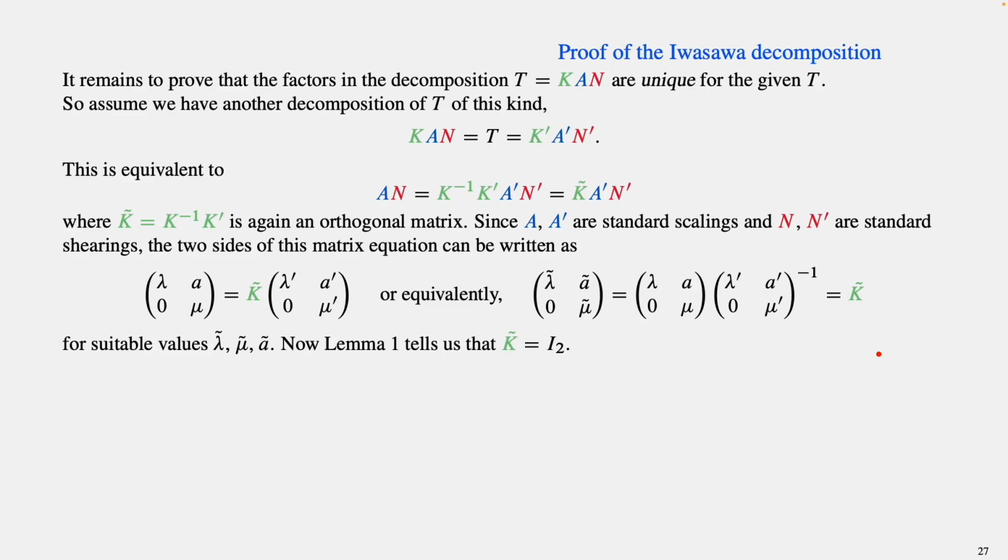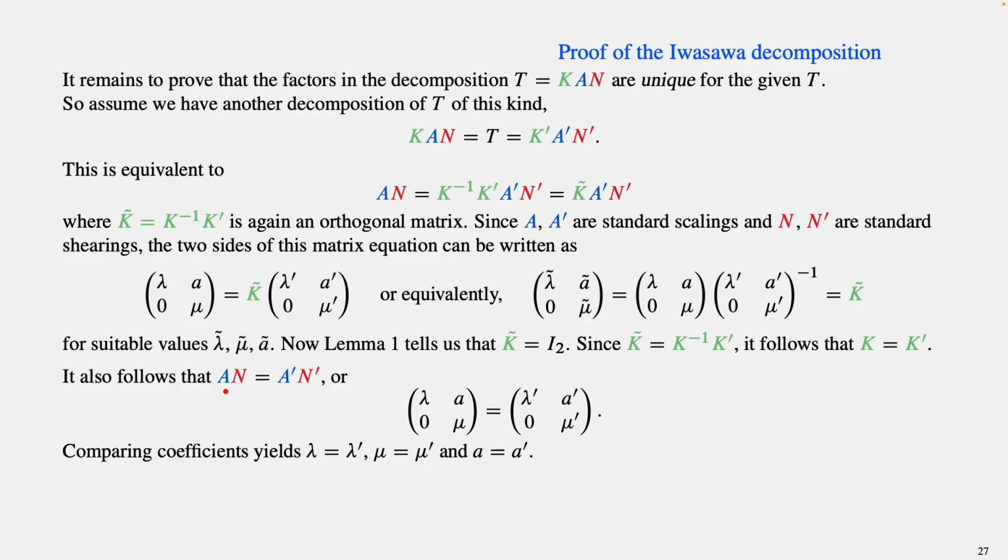And now recall our lemma from before. Lemma 1 showed us that if we have the situation that an upper triangular matrix is equal to an orthogonal matrix, then it has to be the identity matrix. There's no other possibility. Okay, so K tilde is actually the identity matrix, but since K tilde was defined to be K inverse times K prime, it follows that K prime is equal to K. Because if this is the identity matrix, we can just multiply by K on both sides and then we get this equality. Okay, so we found already that K and K prime are identical.